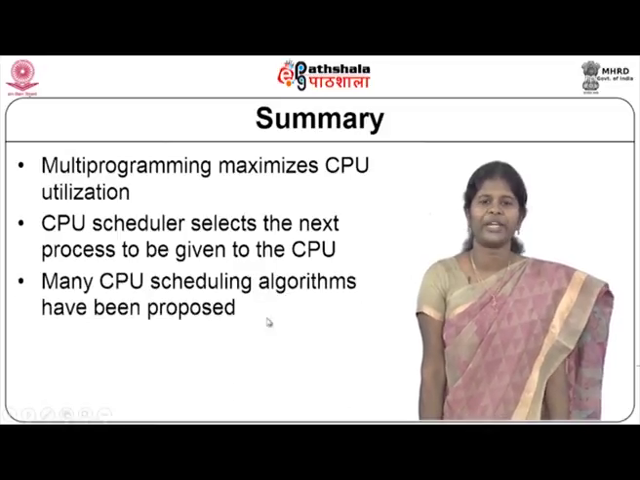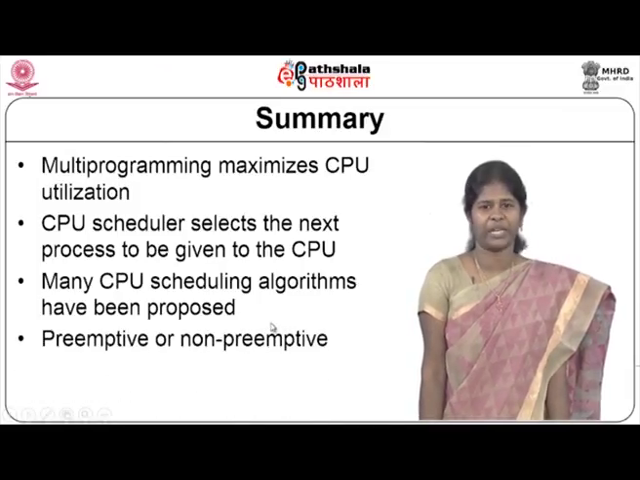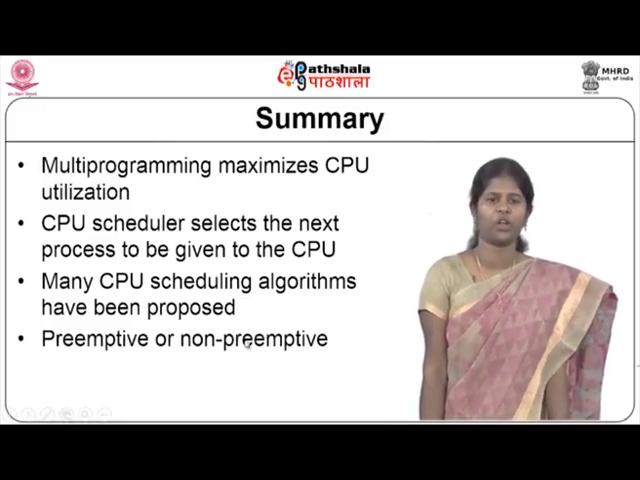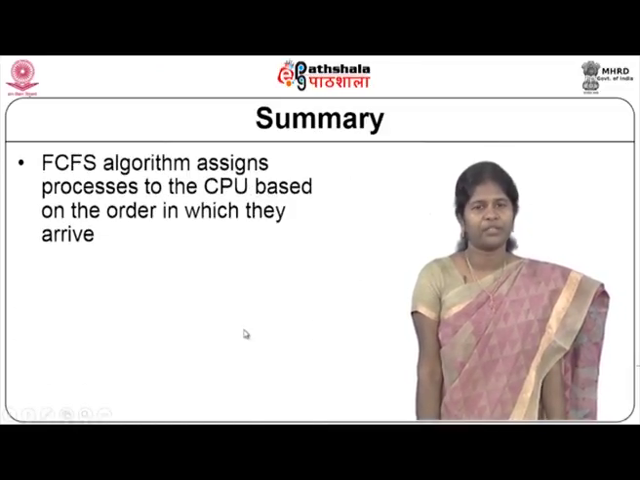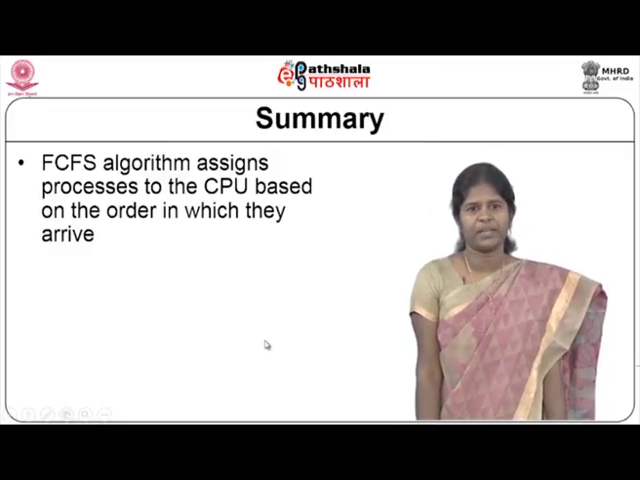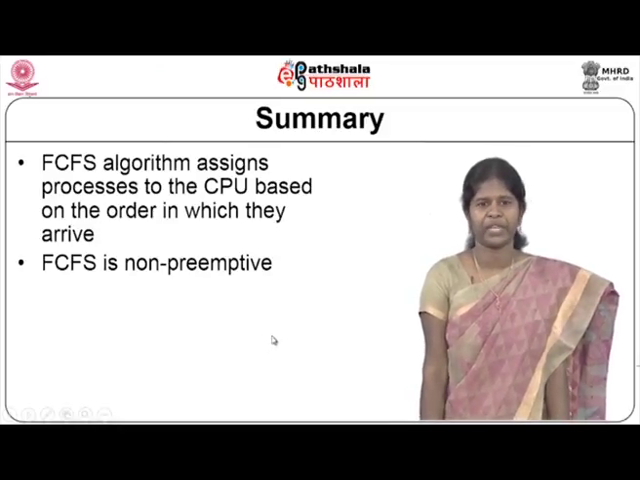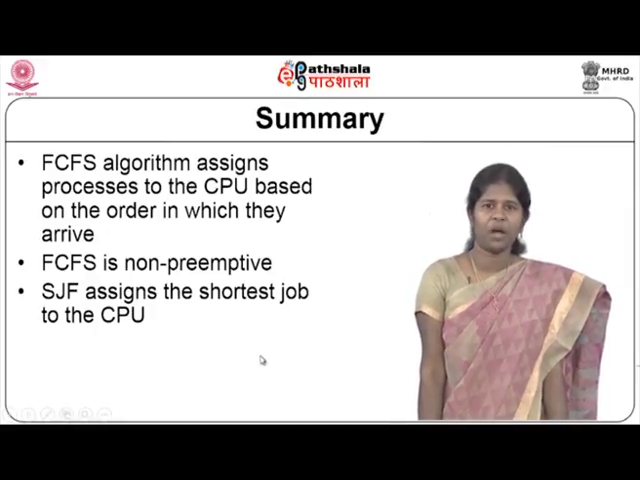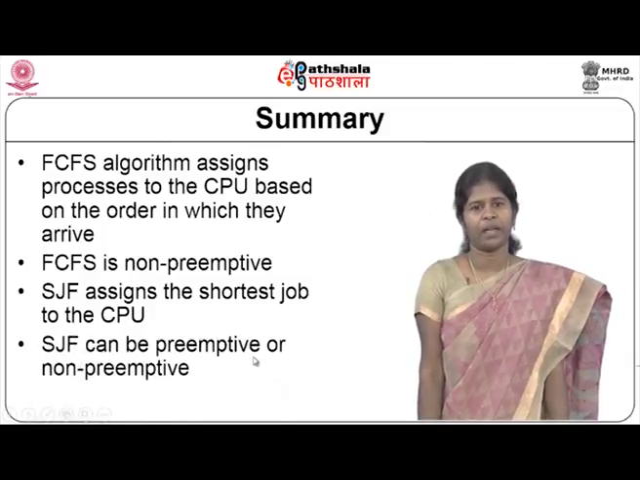Many CPU scheduling algorithms have been proposed, and we saw the FCFS algorithm and the SJF algorithm. CPU scheduling algorithms can be either preemptive or non-preemptive. The FCFS algorithm assigns the CPU to whichever process comes in first, and this FCFS is non-preemptive, but it has the convoy effect problem. SJF assigns the shortest job to the CPU, and today we learnt about the non-preemptive category of the SJF algorithm. But SJF can be either preemptive or non-preemptive.